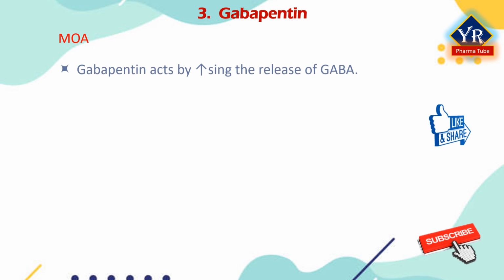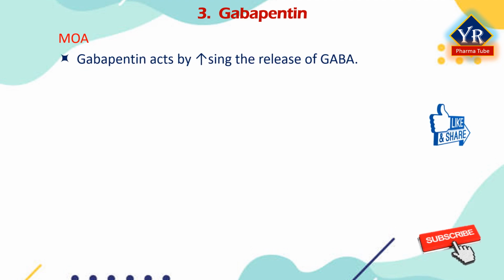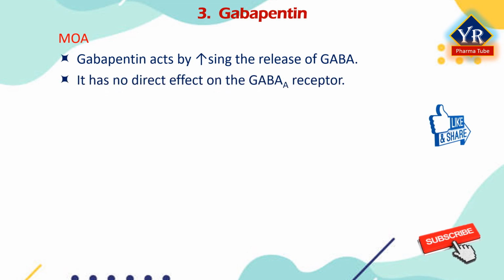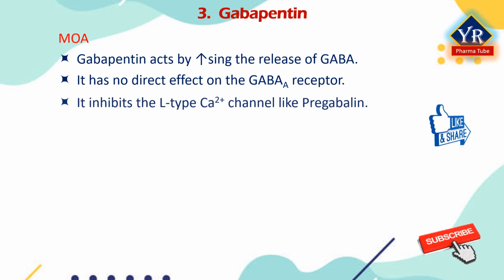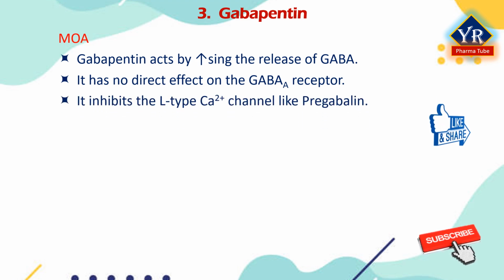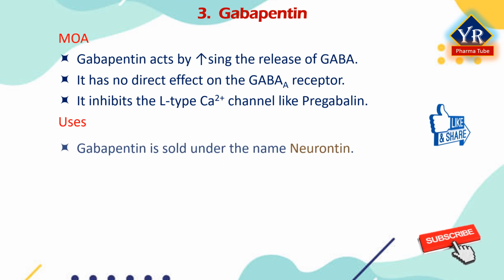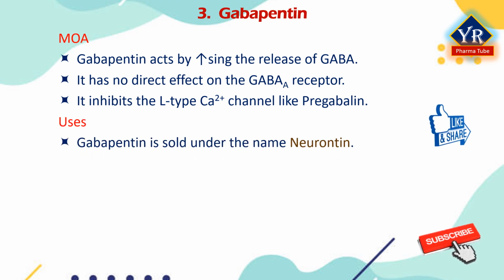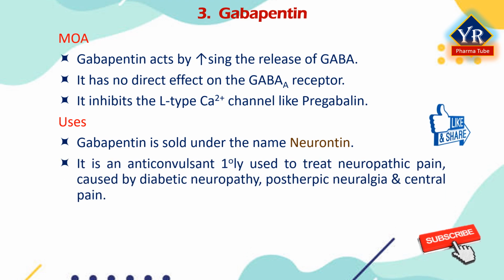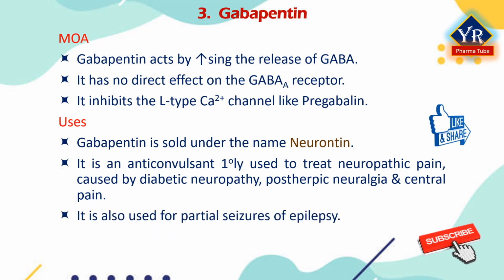Gabapentin is a GABA analog that appears to act by increasing the release of GABA from the central neurons. It has no direct effect on the GABA A receptor chloride ion channel itself. Gabapentin also inhibits the L-type calcium ion channels like pregabalin. Gabapentin is sold under the brand name Neurontin. It is an anticonvulsant medication primarily used to treat neuropathic pain caused by diabetic neuropathy, post-herpetic neuralgia, and central pain. It is also used for partial seizures of epilepsy.